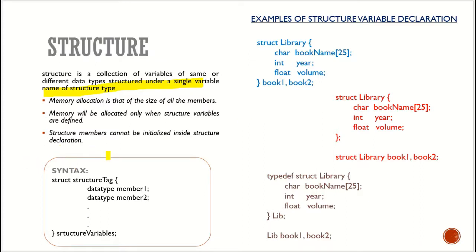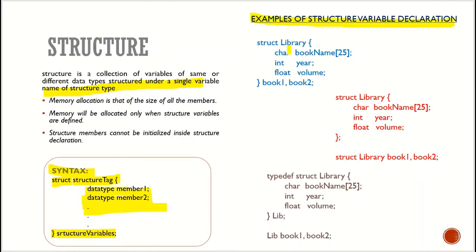Structure members cannot be initialized inside the structure declaration. The syntax is shown below. The first part is a keyword of structure, that is struct, then the structure tag name, and within the two curly brackets we shall give the list of members of different data type or same data type. At the end we can give the structure variables separated by commas.